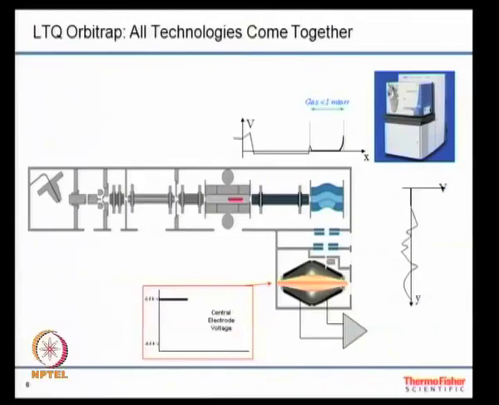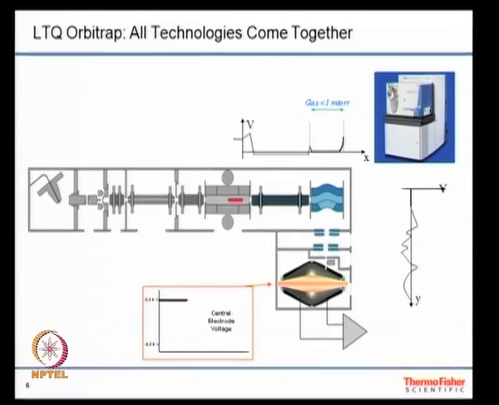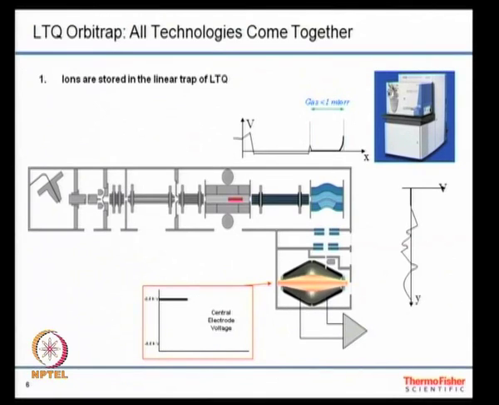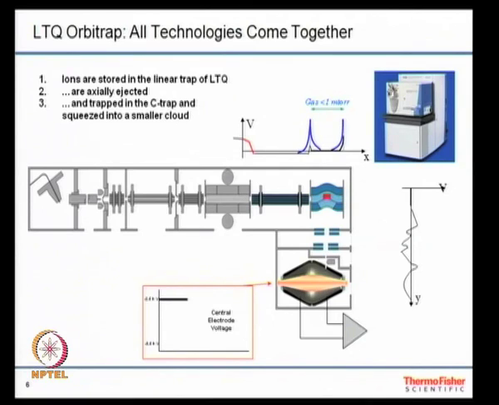This is how the system looks. On the front end there is an ionization source, and there are two mass spectrometers in combination with each other. We call it a hybrid technology. The first part is a linear ion trap, and the second part is the Orbitrap. The ions are generated from the source, go to the linear ion trap, and are trapped there. Once trapped, they are axially ejected and go into the C-trap. The C-trap squeezes the ions into a packet and injects them into the Orbitrap.